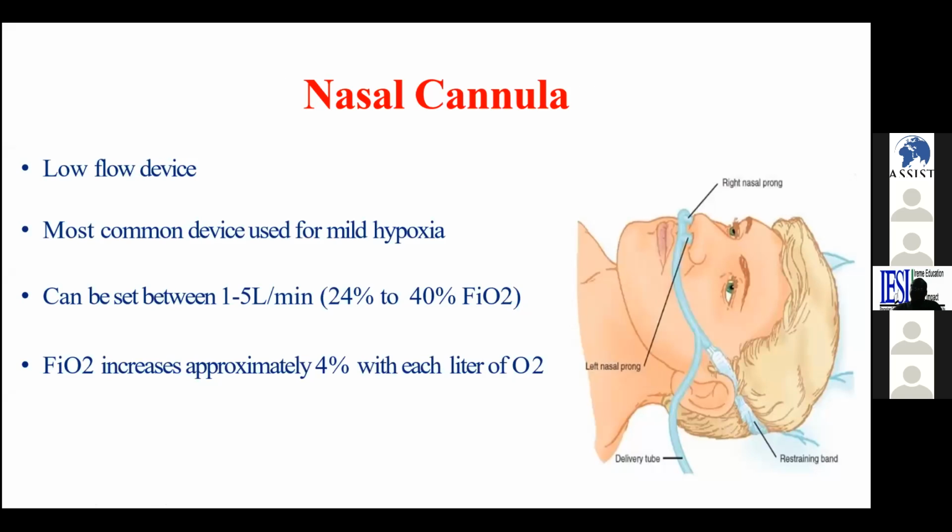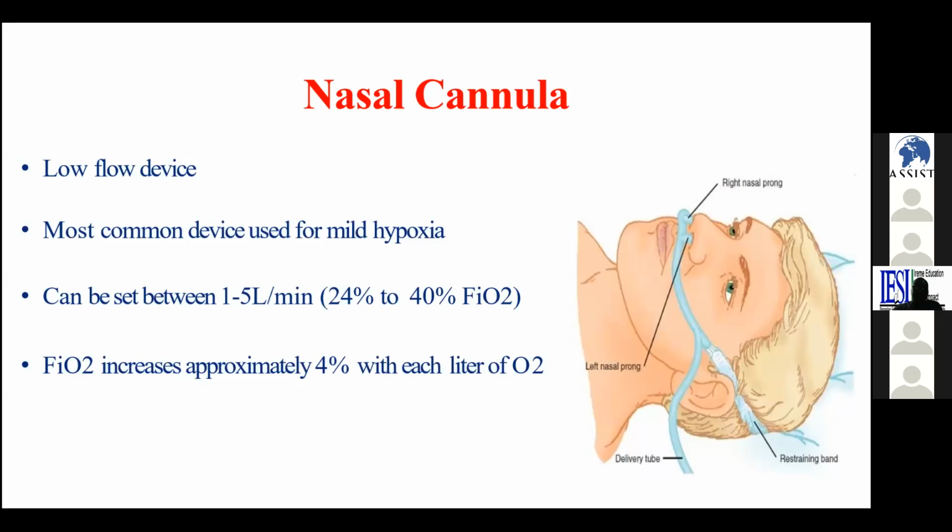So let's start with the nasal cannula. As you see in the image, I think everyone is familiar with this device. What I want to tell you is that it administers oxygen between 1 to 5 liters per minute, and we expect an FiO2 of 24% to 40%. So please, in front of your patient, don't set a nasal cannula at 10 liters per minute. That will not help our patient.